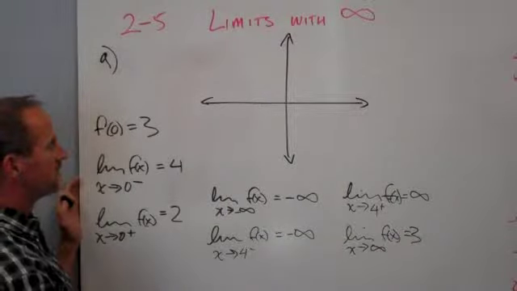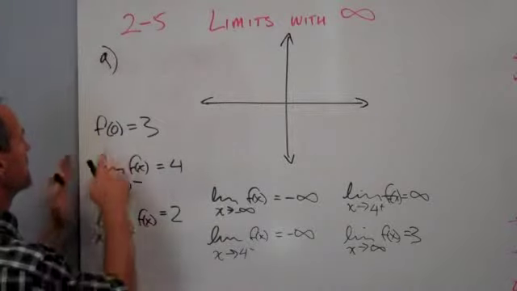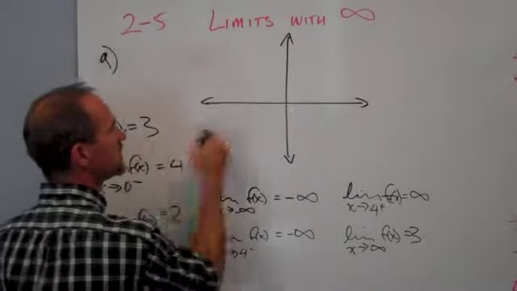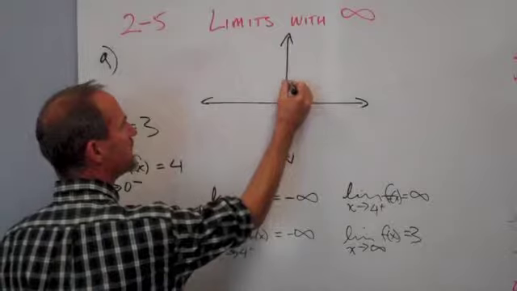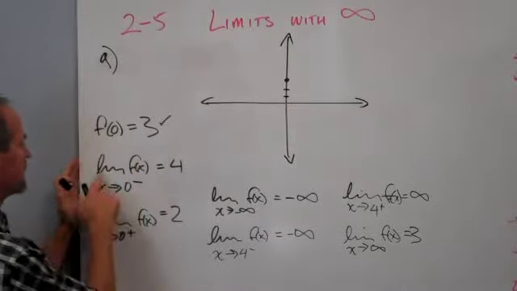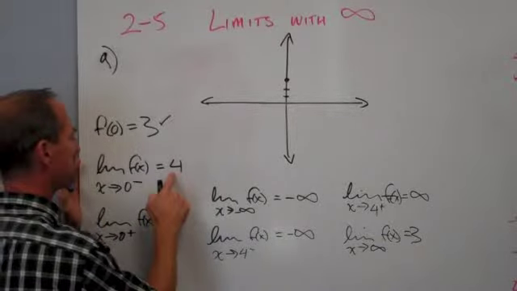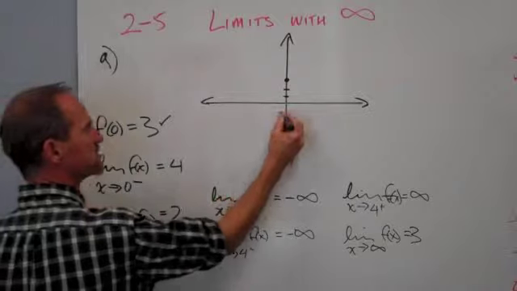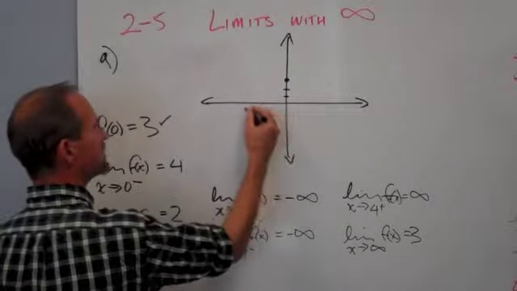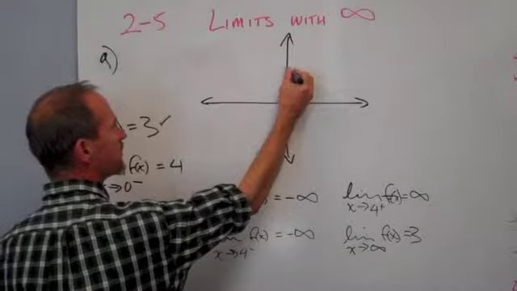Okay, so we're going to take each one of these and find out the graph that fits. If f of 0 equals 3, we know that we've got a point at least that is right there. Check that one off. The limit as x gets closer and closer to 0 from the left is 4. So as we're approaching this fixed point 0 from this side, it's approaching 4. Okay, well that's up here.